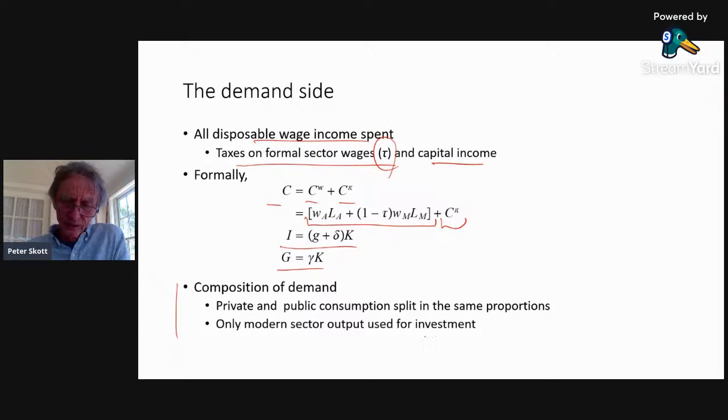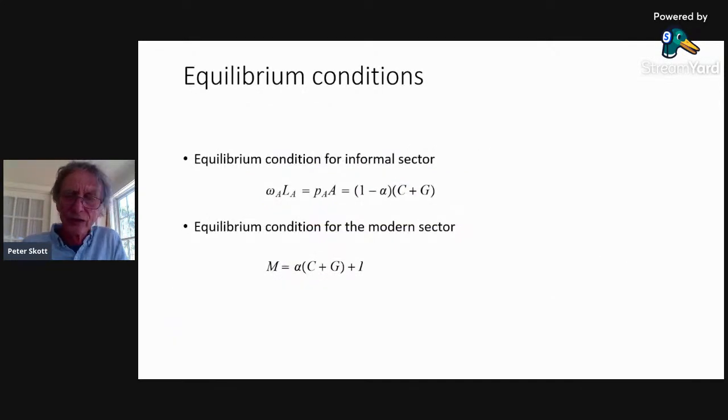Okay, what about the composition of demand? Well, I'll assume that investment consists entirely of modern sector goods. What about consumption? I'll assume that both private and public consumption is split, so that a constant share of consumption goes to the informal sector, and the other part of it goes towards the formal sector.